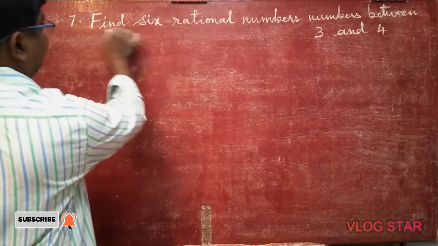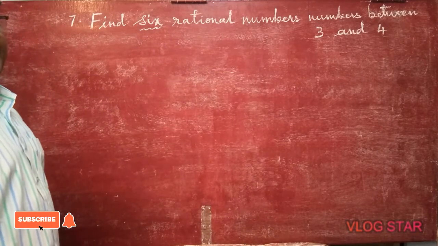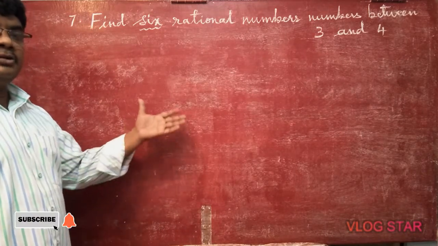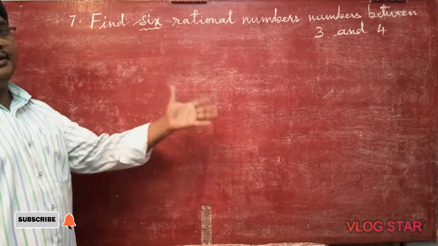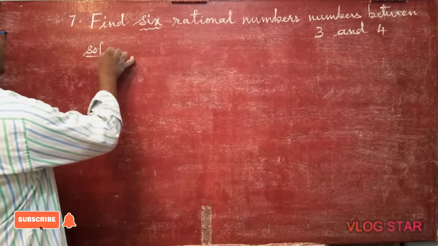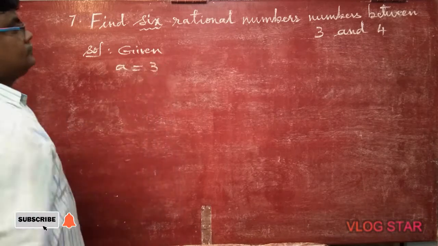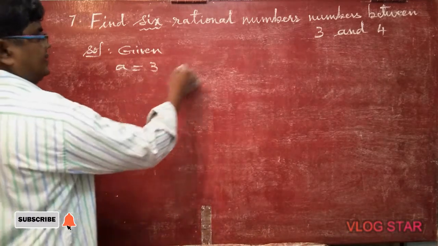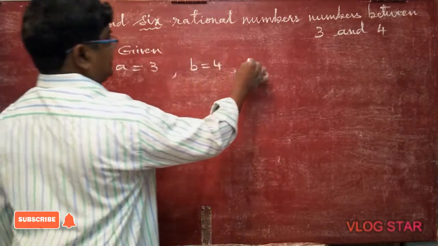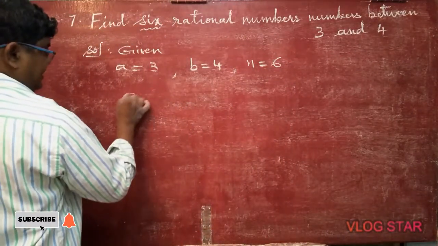Seventh problem. Find 6 rational numbers between 3 and 4. Another method I will do. If you want to do that method, you can also do half of 3 plus 4, like that you can do. But one more easy method. Solution given: A is 3, B is equal to 4. And how many rational numbers? N means number of rationals. How many? 6. D means difference.